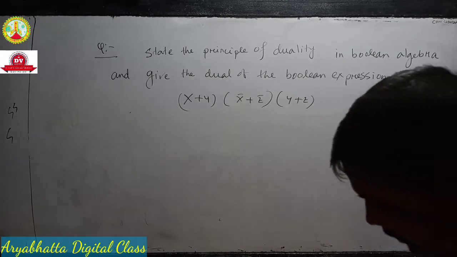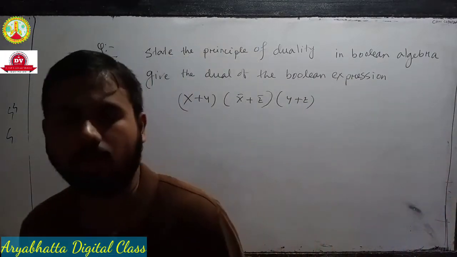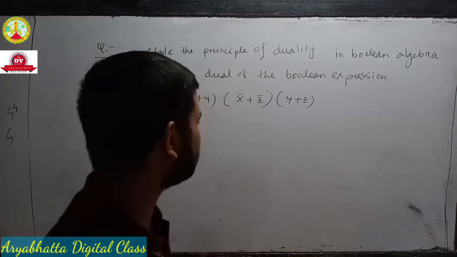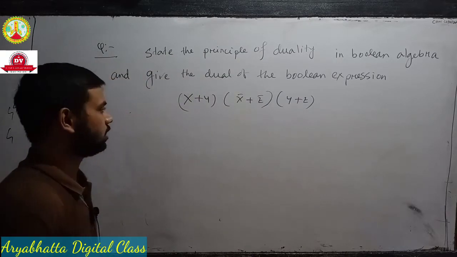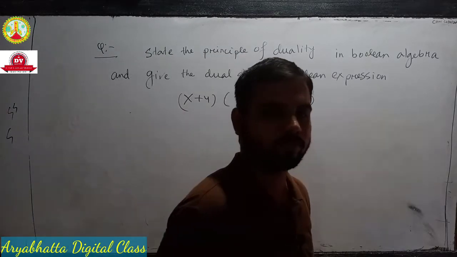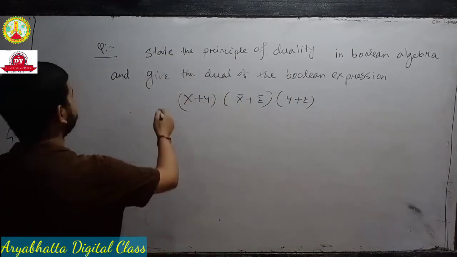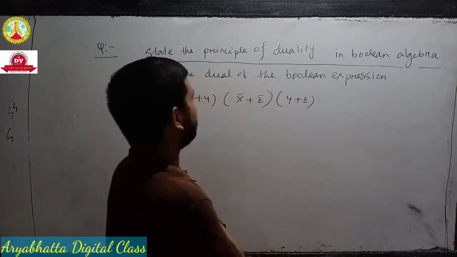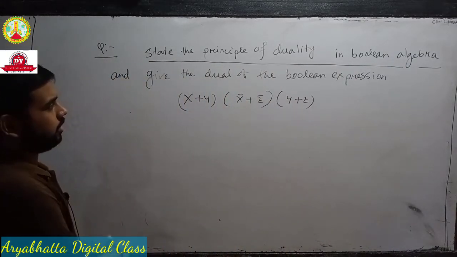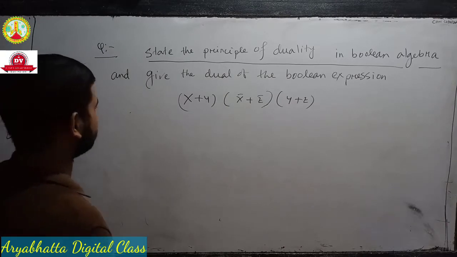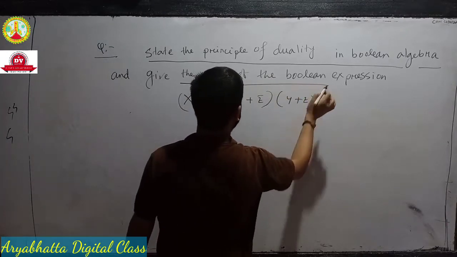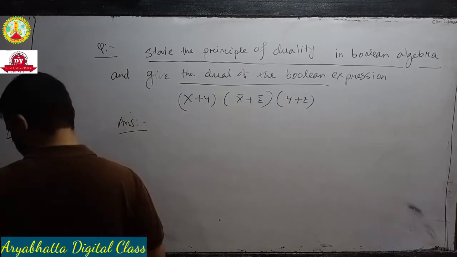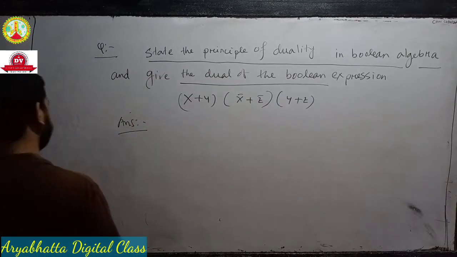We need to change the and sign to or, or to and, and 0 by 1, but there is no 0 or 1 in this expression. That's why we just use the first two rules. So the first part of the question is to state the principle of duality in Boolean algebra, and the second part is to give the dual of the Boolean expression.